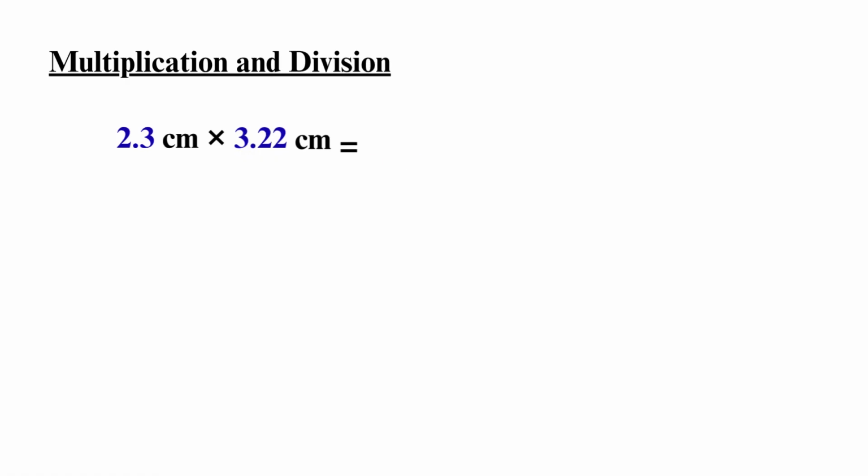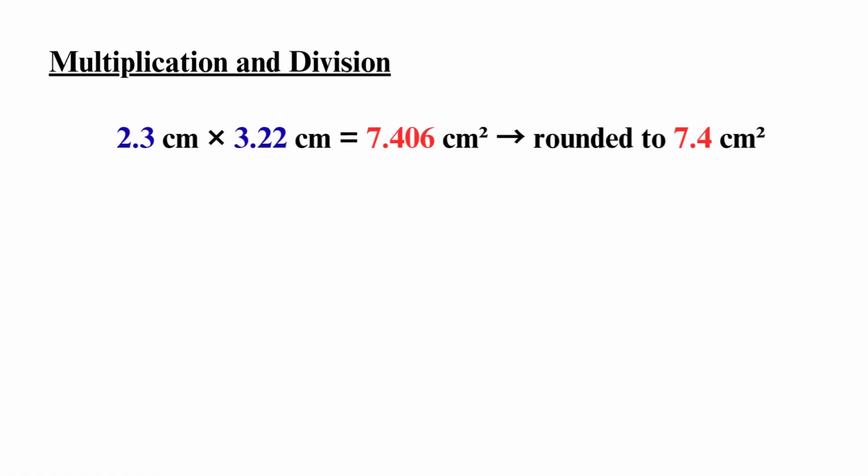When performing multiplication and division, the result should have the same number of significant figures as the measurement with the fewest significant figures. For example, when multiplying 2.3 centimeters times 3.22 centimeters, the unrounded product is 7.406 square centimeters, but it must be rounded to 7.4 square centimeters since the measurement with the fewest significant figures, 2.3 centimeters, has only two significant figures.